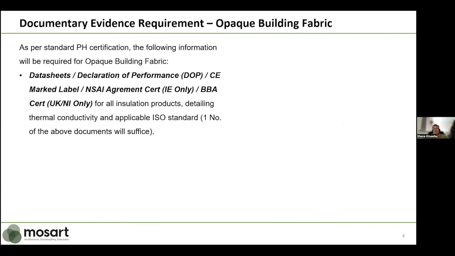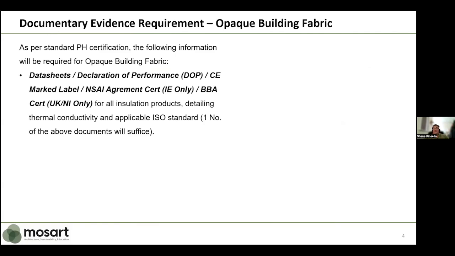We can use a declaration of performance, which is a document that should be available for all insulation products placed on the European Union market. They're typically issued as a parallel document under the UKCA system, so they're perfectly acceptable. No issue there. We can use a CE mark label. A lot of manufacturers will put a CE mark label on their packs of insulation with all the necessary information, so they're perfectly acceptable. We can use an agreement certificate, which is issued by NSAI in the context of Ireland, and BBA in the context of the UK, and also for Northern Ireland, as covered under BBA. Those documents are all perfectly acceptable.